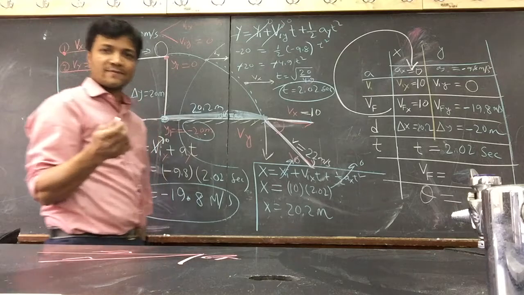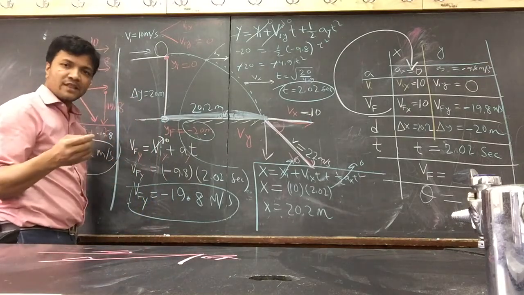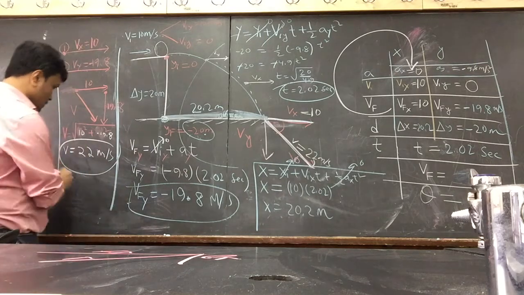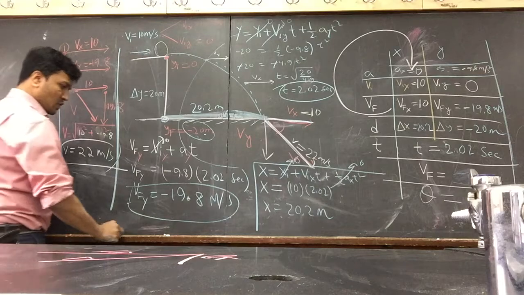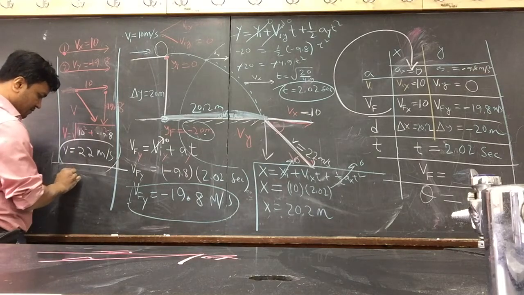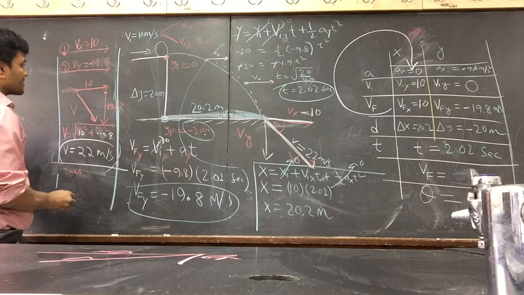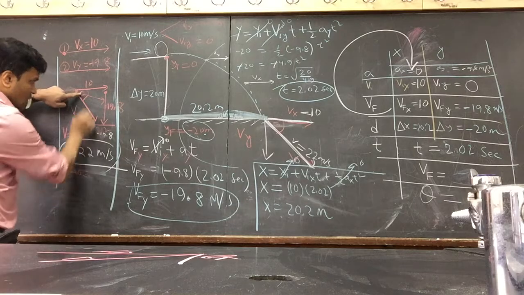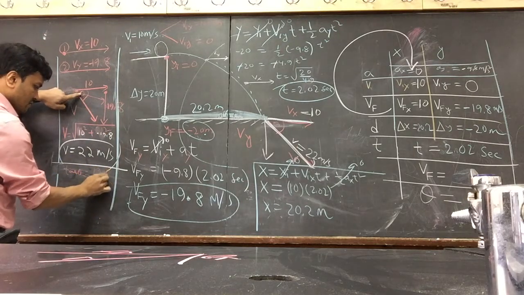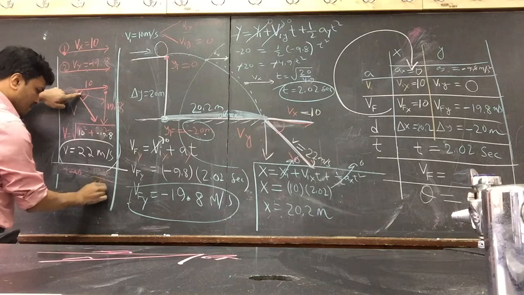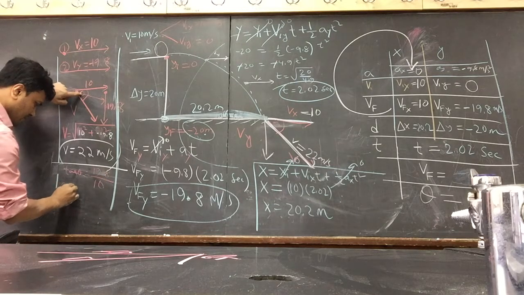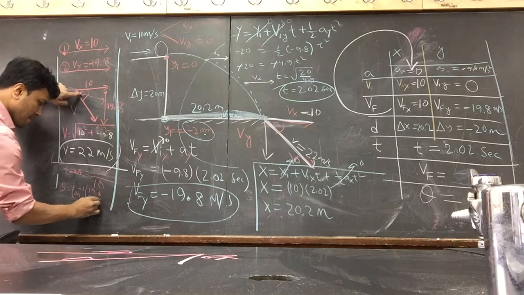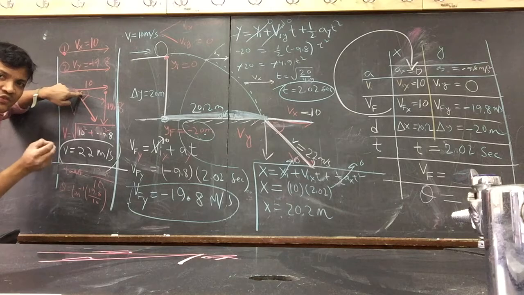We are not done yet. We have to find the angle. How can we find the angle? We're going to use SOHCAHTOA, the tangent of theta. If this is theta, the opposite is 19.8 and the adjacent is 10. So theta must be tangent inverse of 19.8 over 10. So theta is 63 degrees.